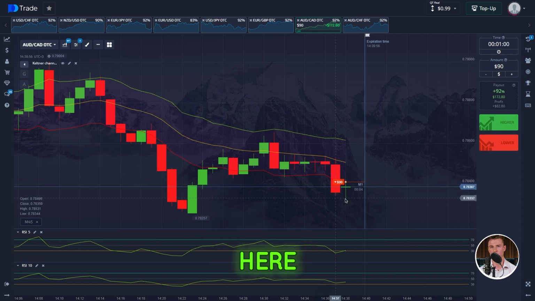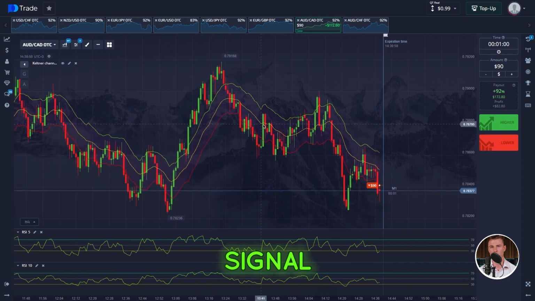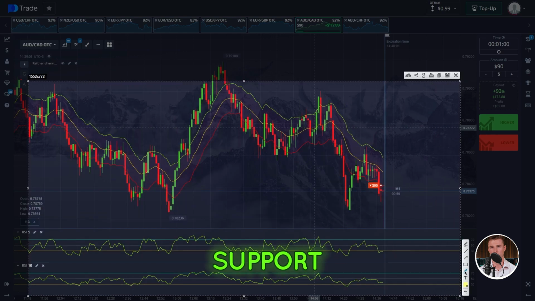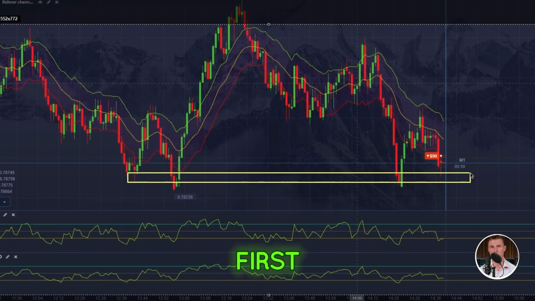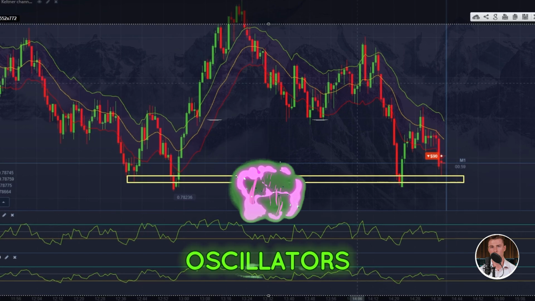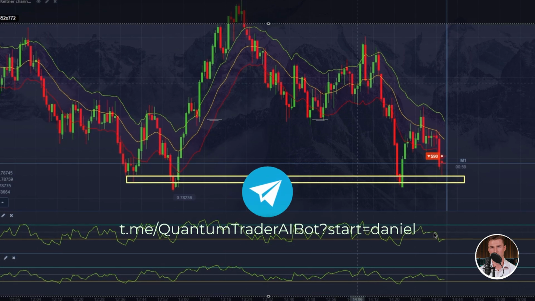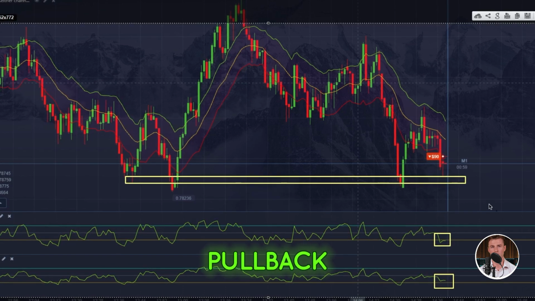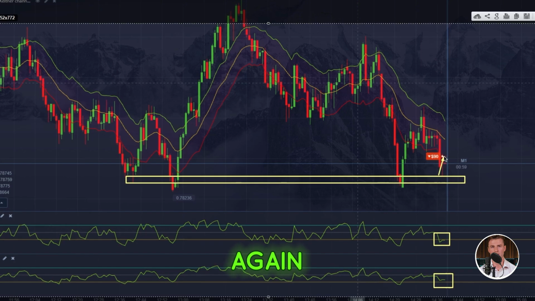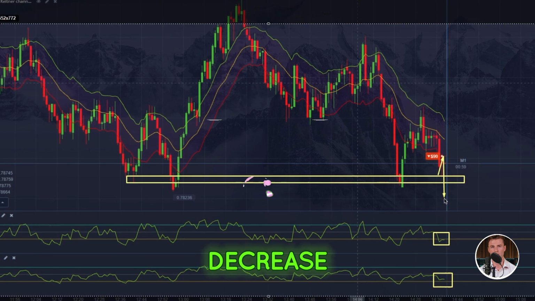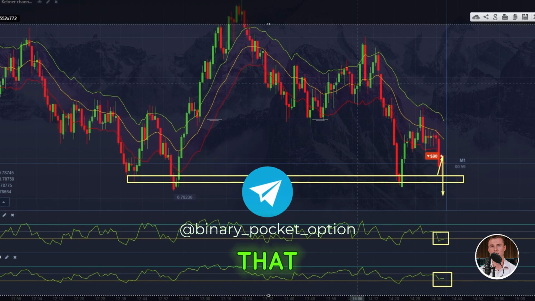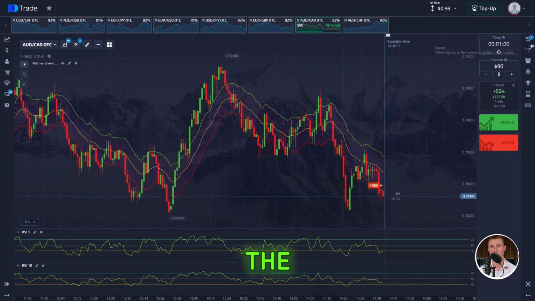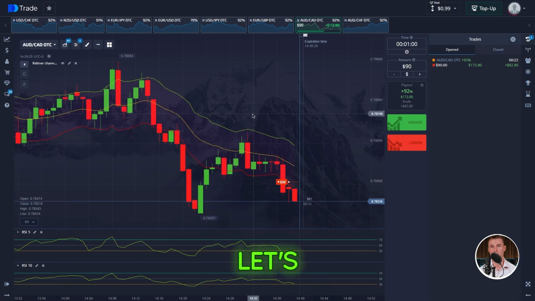Earlier, we could have opened it here to go up. It would have been the right signal, but now in our case, the entry principle is a little different. We have a support area. This is our first touch point, and one of the oscillators crossed the oversold area, but the second oscillator did not do this. And accordingly, on the second pullback, we open the deal again to decrease. And I think that we should touch a lower level. So here we'd better open the deal to decrease. Let's watch the result.